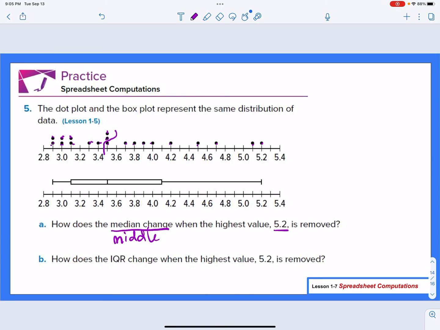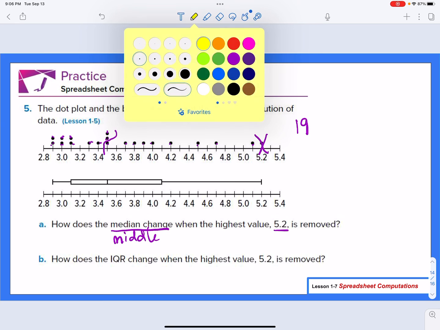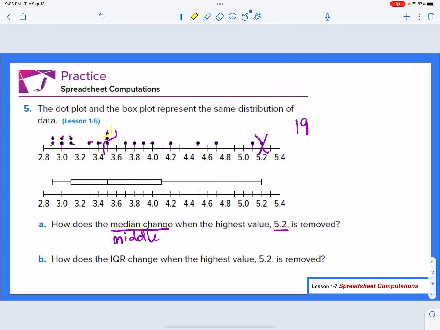Okay, so if I get rid of that guy right there, now I have 19. So my median is going to go back 1, in this case here, would go to this spot. Well, notice it's still at 3.5, isn't it? Nothing's really changing there, right? So it remains 3.5. Now, how does the interquartile range change?